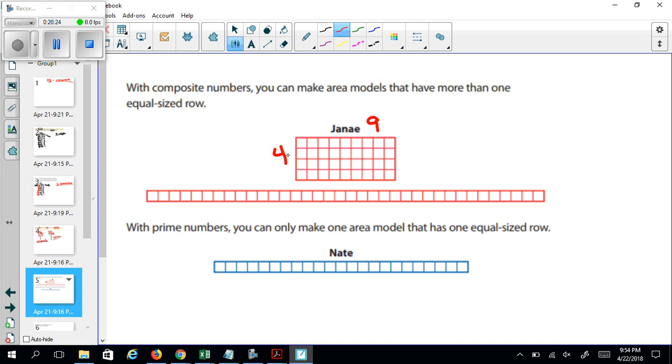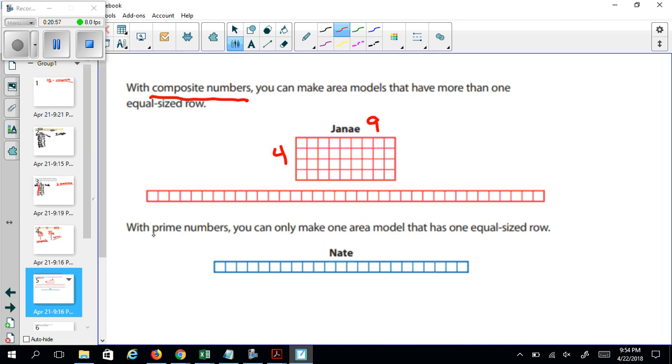But another way that you can do it is you can make an area model. Okay, so you could have gone by 2 and then gone through until you got to 36 to see, does this work? And as long as you can make another model with rows and the same number in each row, you know that this is composite. You can have 1 row of 36, or you could have 4 rows of 9. There's many different ways to get to 36.